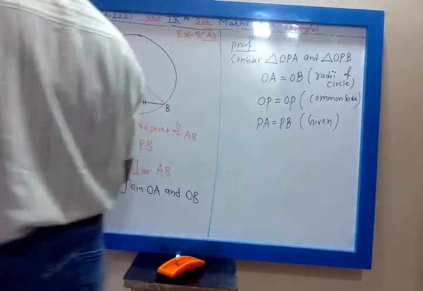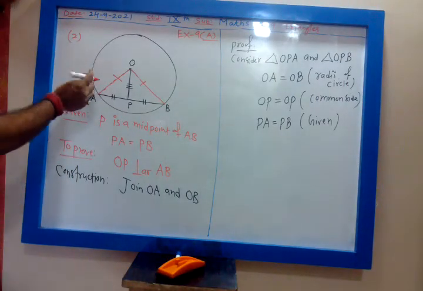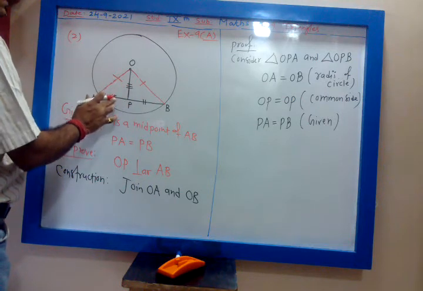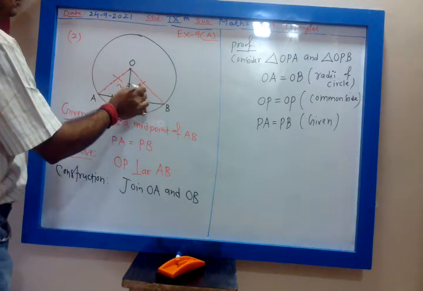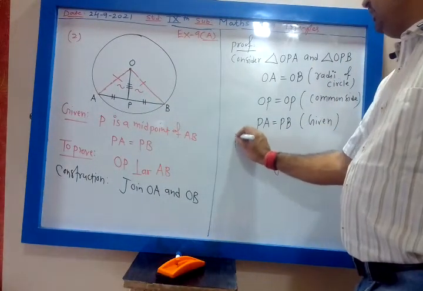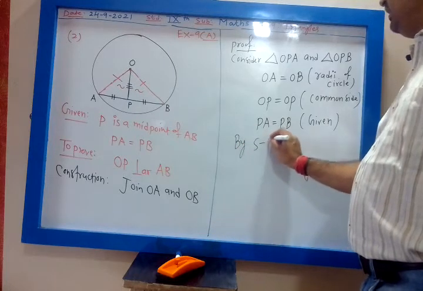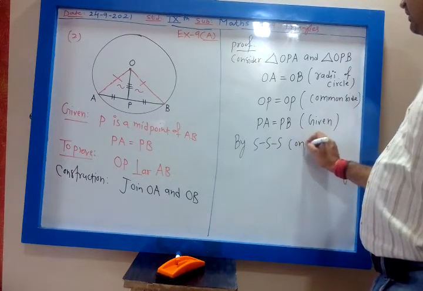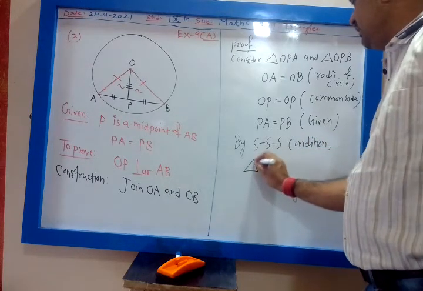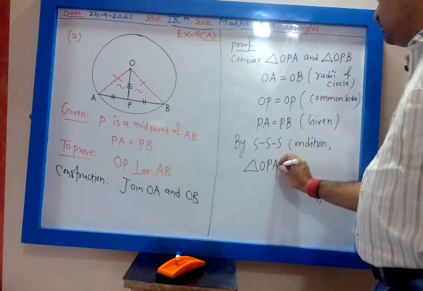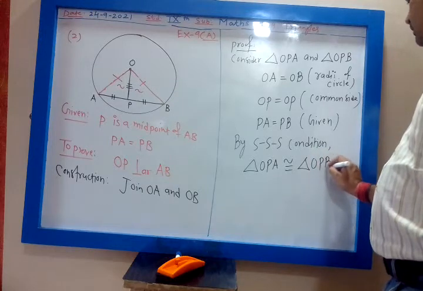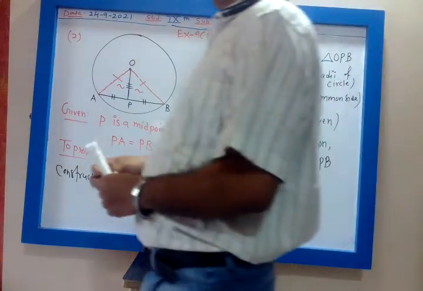So by which condition of congruency will these two triangles be congruent? Side, side, side. These two triangles will be congruent. So by SSS condition, triangle OPA is congruent to triangle OPB. Okay. So these two triangles are congruent.